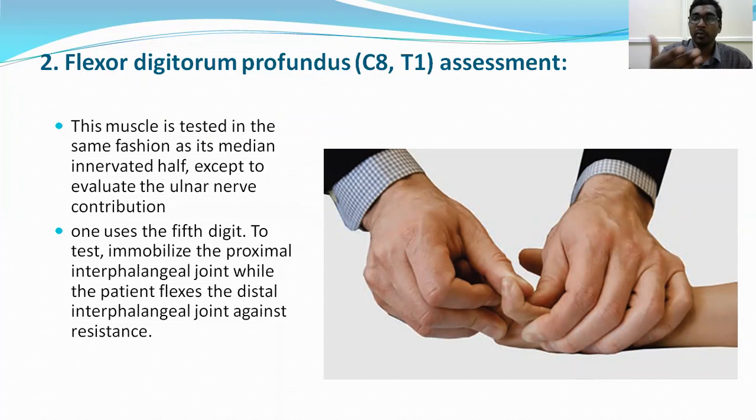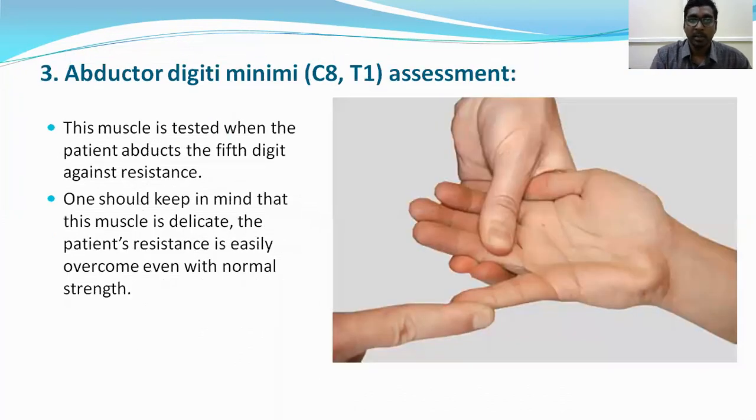But we have to do it for the little and ring finger. Mainly you have to do it for the little finger, because the other finger sometimes has overlapping supply from the flexor digitorum profundus of the median nerve. And abductor digiti minimi, which is a hypothenar muscle. You have to ask the patient to abduct the little finger like this. So this is testing of this hypothenar muscle. You see, I'm doing this, and the muscle is contracting here.